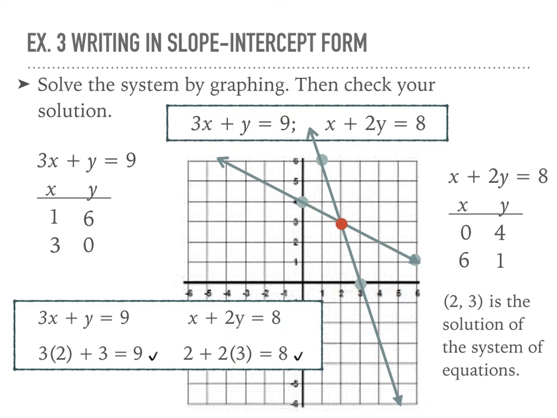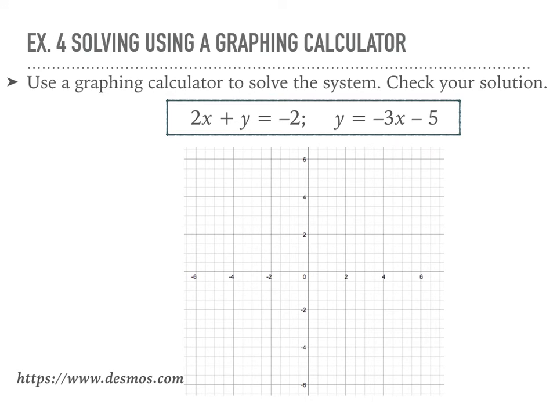So yes, (2, 3) is the solution to the system of equations. In this example, it says to use a graphing calculator to solve the system. Now, most graphing calculators need you to write your equations as y equals something. But if you check out Desmos.com, you can type both of these forms of the equations right into the online website, and the calculator will graph them.